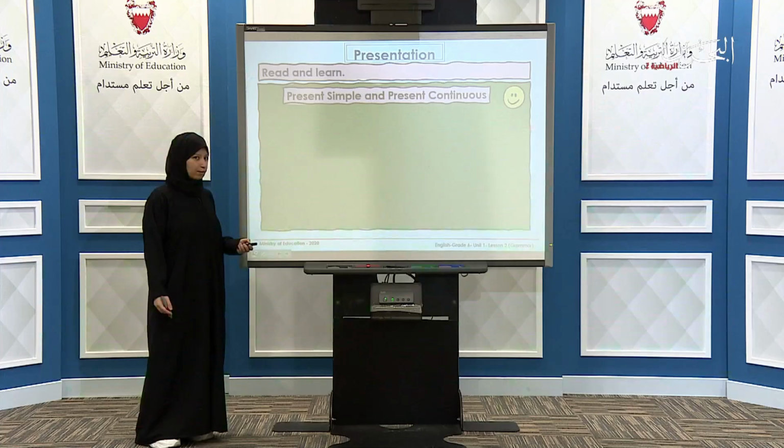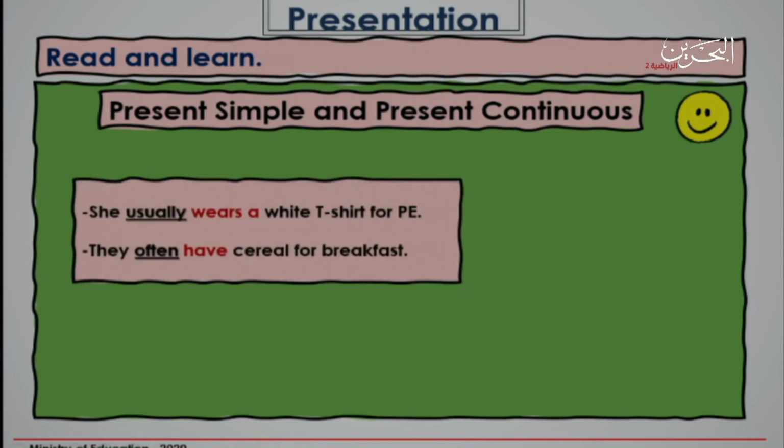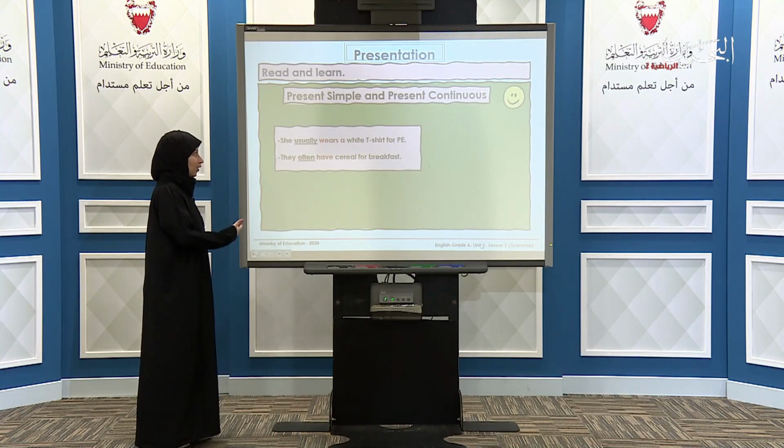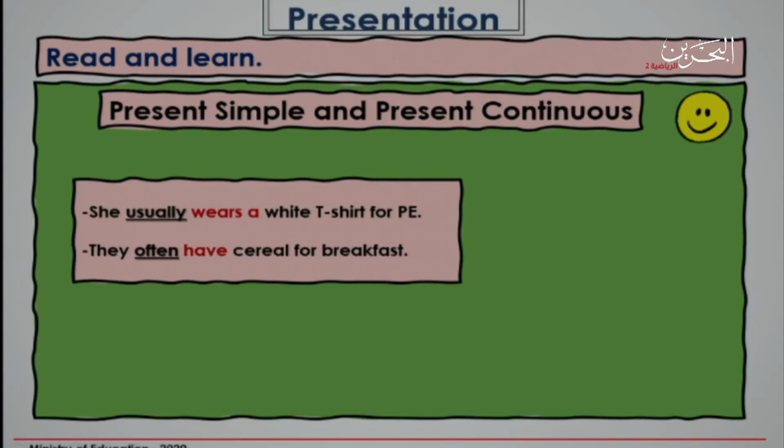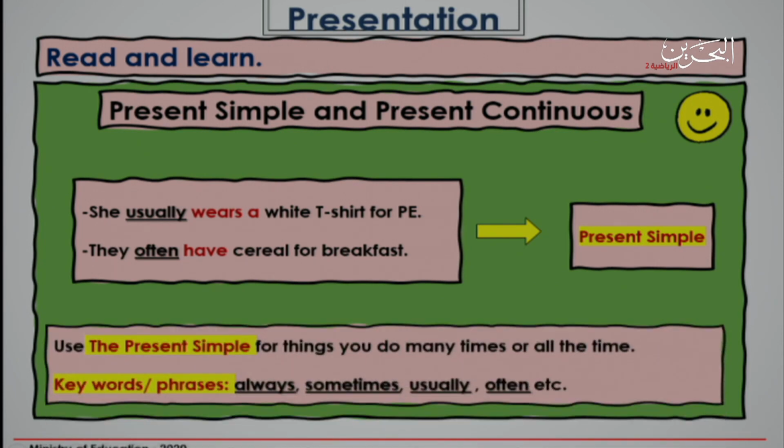Now we move on to the first objective, which is the present simple. It describes an action that happens frequently. For example, she usually wears a white t-shirt for PE. Another example, they often have cereal for breakfast. This is how we form the present simple. We use the present simple for things that we do many times or all the time. We can add some adverbs of frequency like always, sometimes, usually, often.